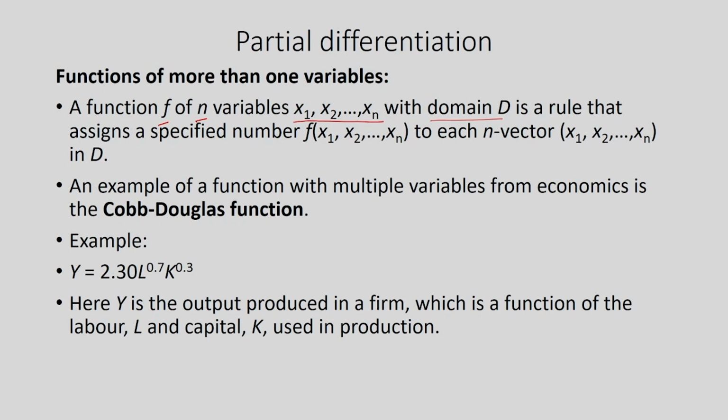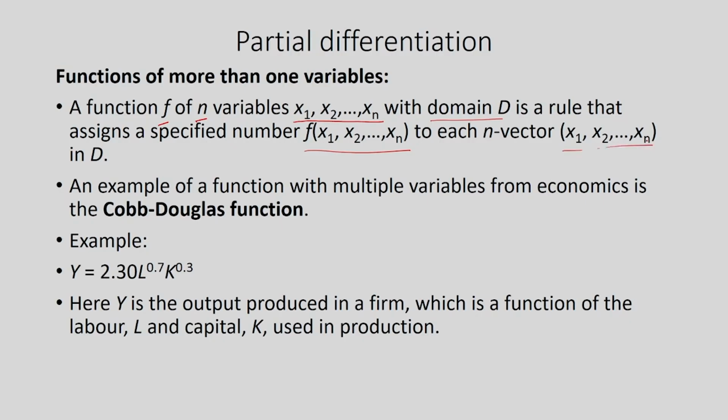So, this function f is a rule that assigns a specified number f(x1, x2, ..., xn) to each n-vector (x1, x2, ..., xn) in the domain D. As we know, a particular function is a rule which assigns a specified value of the dependent variable for a particular value of the independent variable which belongs to the domain. Here, instead of one independent variable, you have n number of independent variables. So, you have a particular vector (x1, x2, ..., xn). With respect to this particular vector, you get a value of the dependent variable which we are denoting as f(x1, x2, ..., xn).